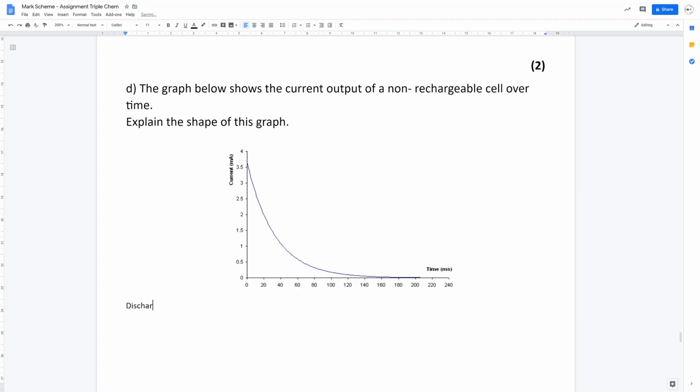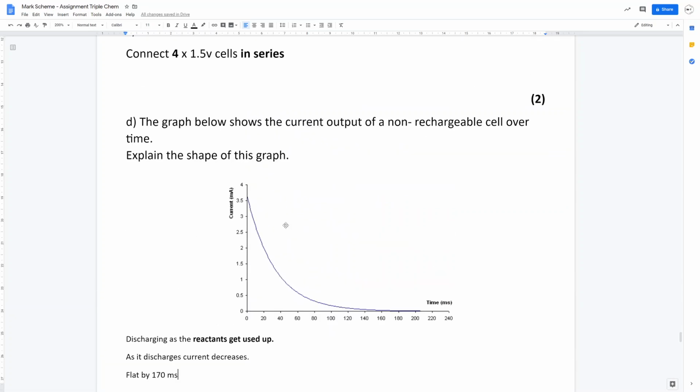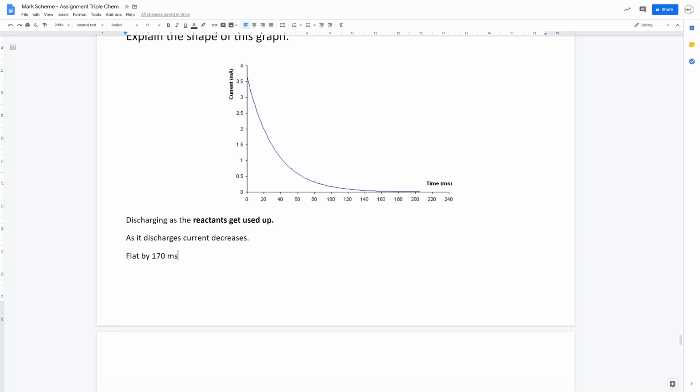It's discharging as the reactants get used up. This is 3 marks, okay? So it's discharging as the reactants get used up. That's the first point. We need to say the reactants are getting used up. Then we can say that as it discharges, current decreases. And then finally, we could argue when it's first gone flat. Looking at when that line is on the baseline there, I was wrong. It's not 180 seconds. I think it first goes flat at 170 milliseconds. So it's flat by 170 milliseconds. Reactants get used up is the main thing I really wanted to get at with regards to it being a non-rechargeable cell. But then obviously there's some interpretation of the shape of the graph there as well.